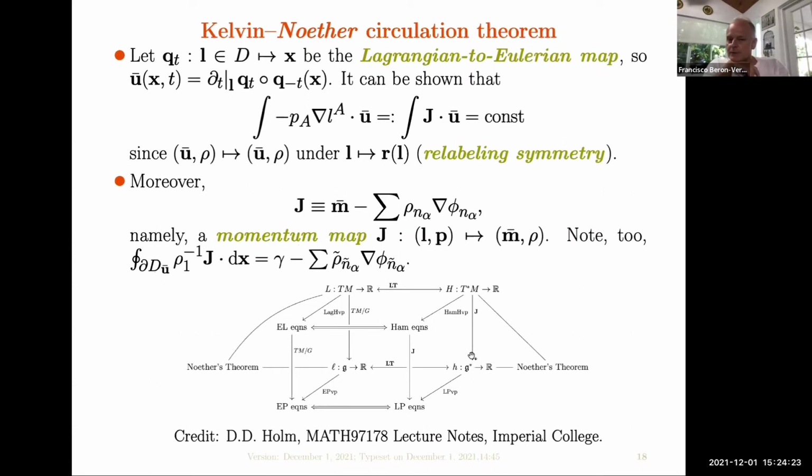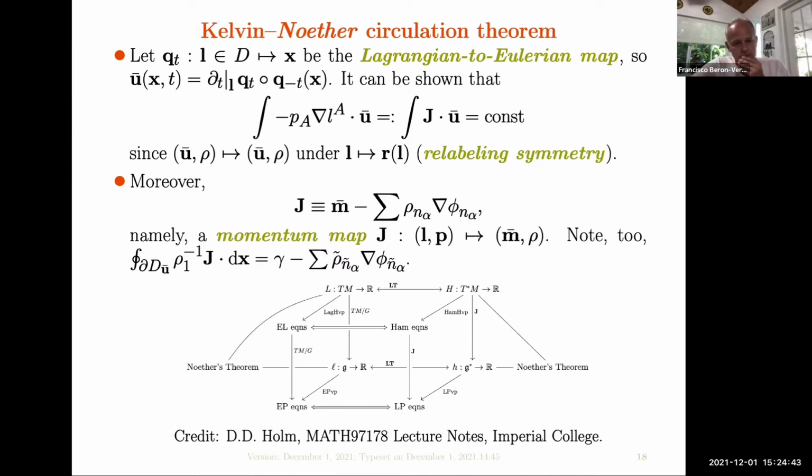There is a deeper interpretation of the Kelvin circulation theorem. I'm not going to go over the details, but it gives you a way of going from the Lagrangian description of fluid motion to the Eulerian description of fluid motion, where we're going to be working.